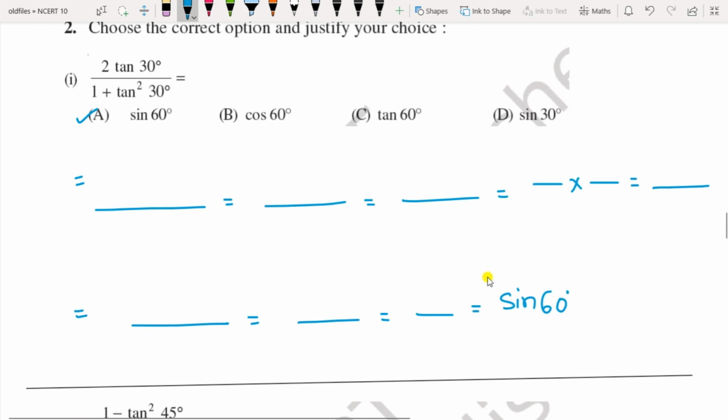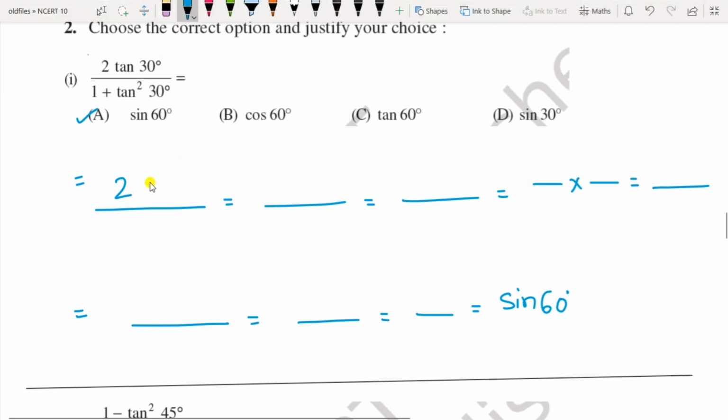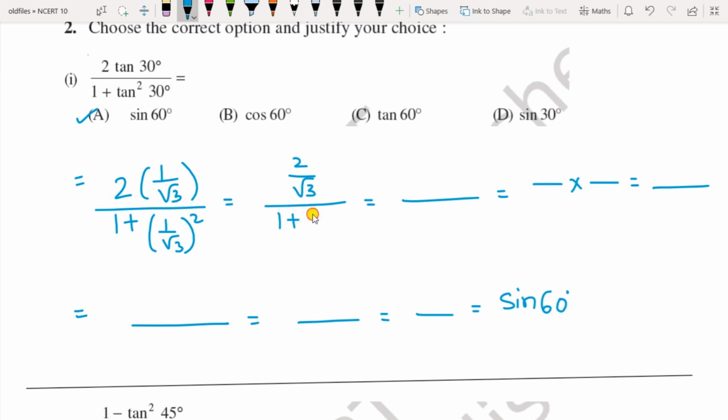Question 2 here is, choose the correct option and justify your choice. Okay, so choose the correct options are there, but you have to solve as it is a type of sums only. So 2 tan 30 upon 1 plus tan square 30. So it is 2 multiplied by tan 30 value is 1 by root 3, upon 1 plus 1 by root 3 the square. So it will be 2 by root 3 upon 1 plus 1 by 3. If you take this square, it will be 1 by 3.